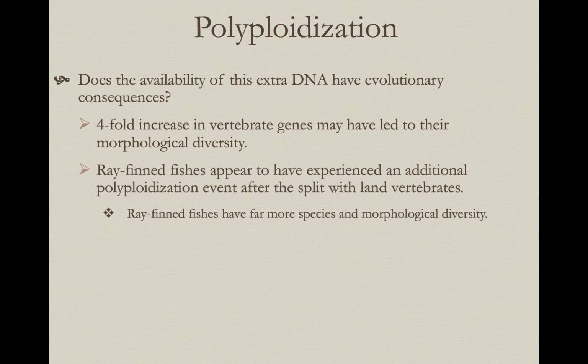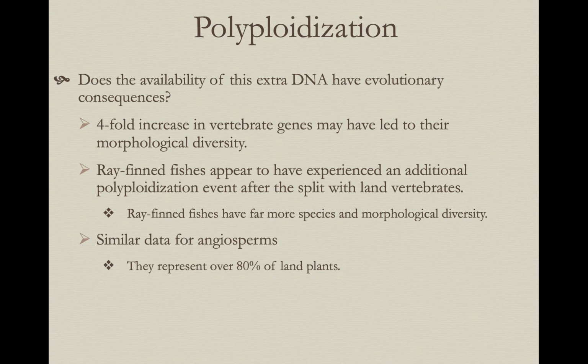To further that idea, if you look just within vertebrates, the ancestor of ray-fin fishes appears to also have experienced an additional polyploid event. And if you compare all of the different major lineages of vertebrates, ray-fin fishes are definitely the biggest group, more species, more morphologically diverse than the other vertebrate groups. And so there does appear to be something to polyploidization and having a genetic capacity for greater adaptive evolution.